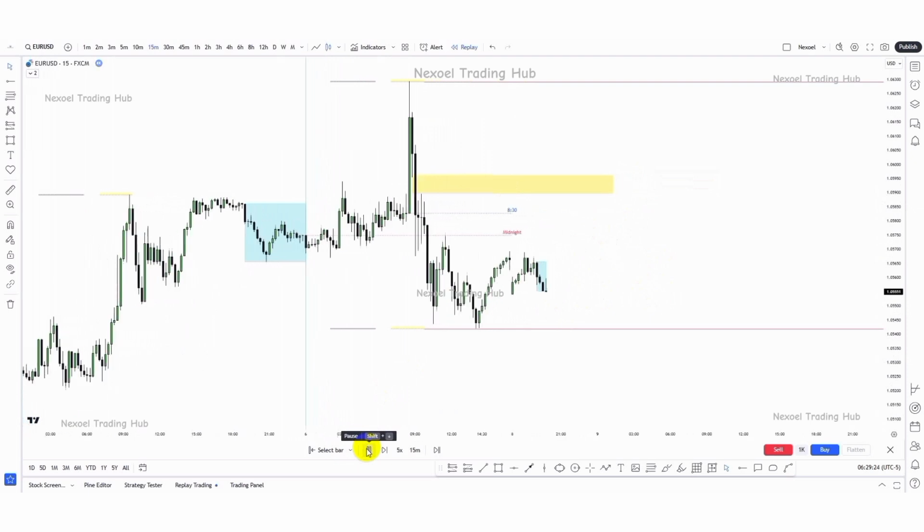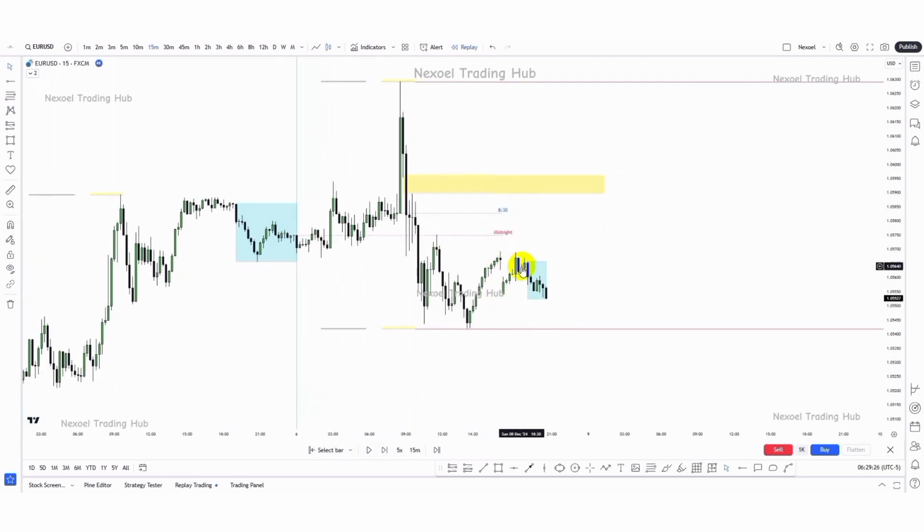Now we can see clearly that we are in a new day. The Asia session begins the new day, but basically, we're working with 12 a.m. as the beginning of a new day.